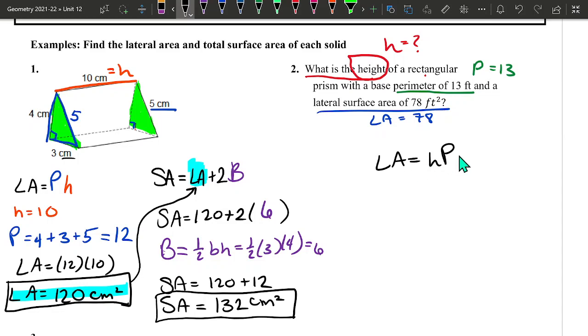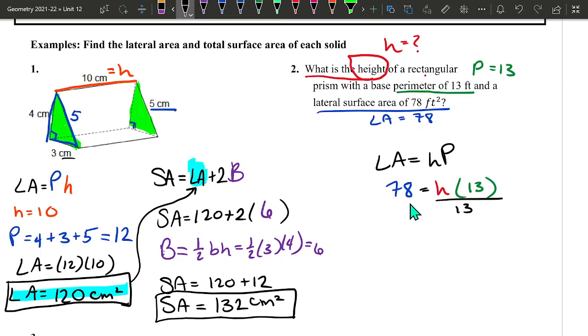it can be h times P or P times h. I write it one way, but I go back and forth, so it doesn't really matter. I have the lateral area as 78. I don't know what h is, but that's what I'm looking for. And I do know what P is. P is 13. I filled in everything but one letter, so that's what I'm solving for.